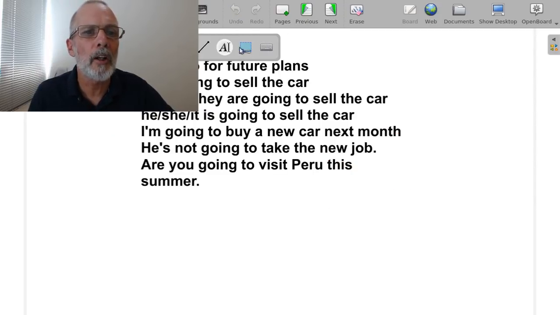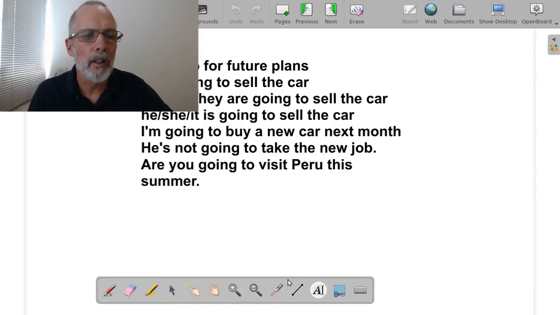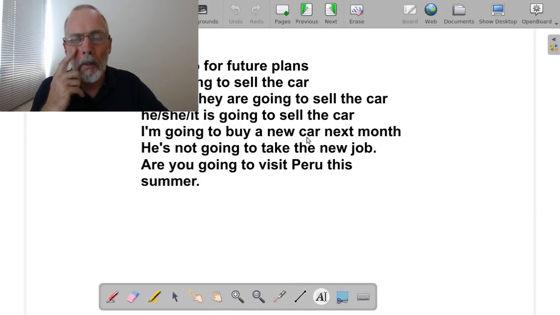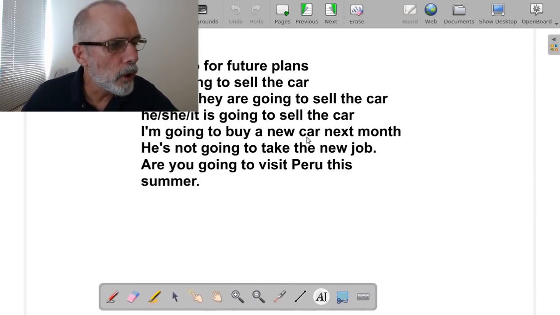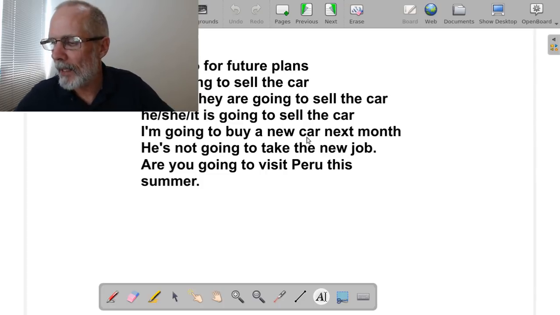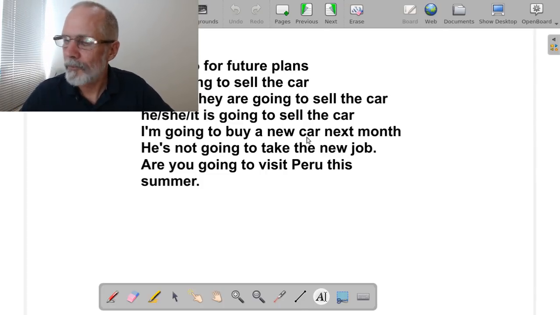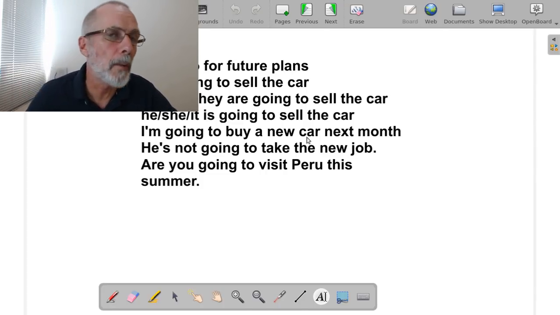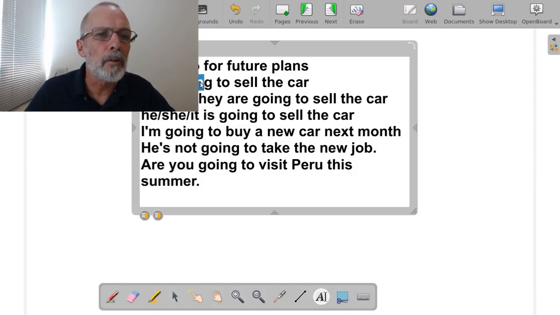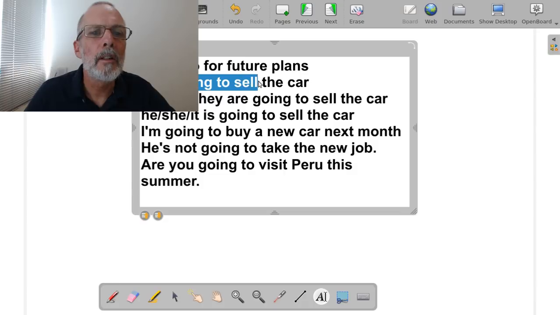So the first one we're going to look at is going to. We use a going to structure to talk about future plans. How do we form going to? Well, this is the going to structure here. I've written here. Let's put it in red.